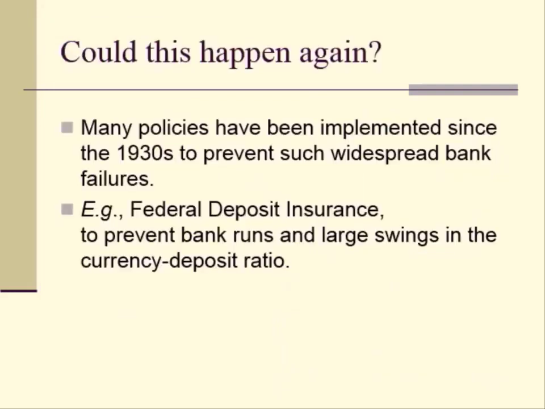So in order to prevent a sudden large decline in the money multiplier that may lead to bank runs, many policies have been implemented since the 1930s. For example, the FDIC, the Federal Deposit Insurance Corporation, was instituted by the Banking Act of 1933, which also separated banking and securities industries. This is also known as the Glass-Steagall Act. So the FDIC was instituted to prevent bank runs and large swings in the currency deposit ratio.